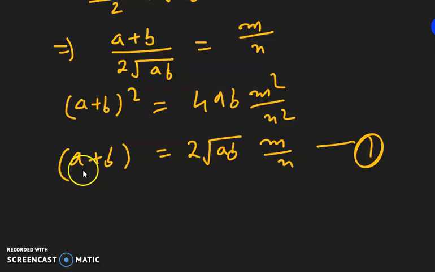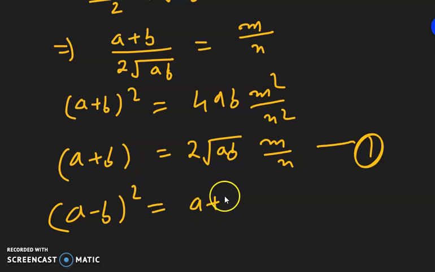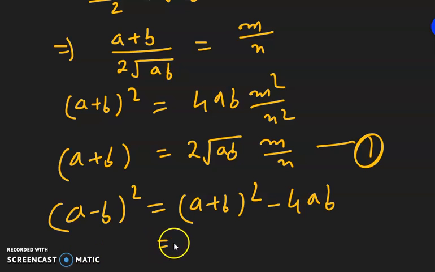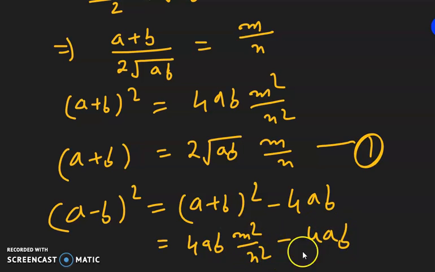When we have a plus b, we can use an identity to get a minus b. (a minus b) whole square can be written as (a plus b) whole square minus 4ab. So the (a plus b) whole square quantity I have here, which is 4ab m square by n square, minus 4ab. So this is the value of (a minus b) whole square.